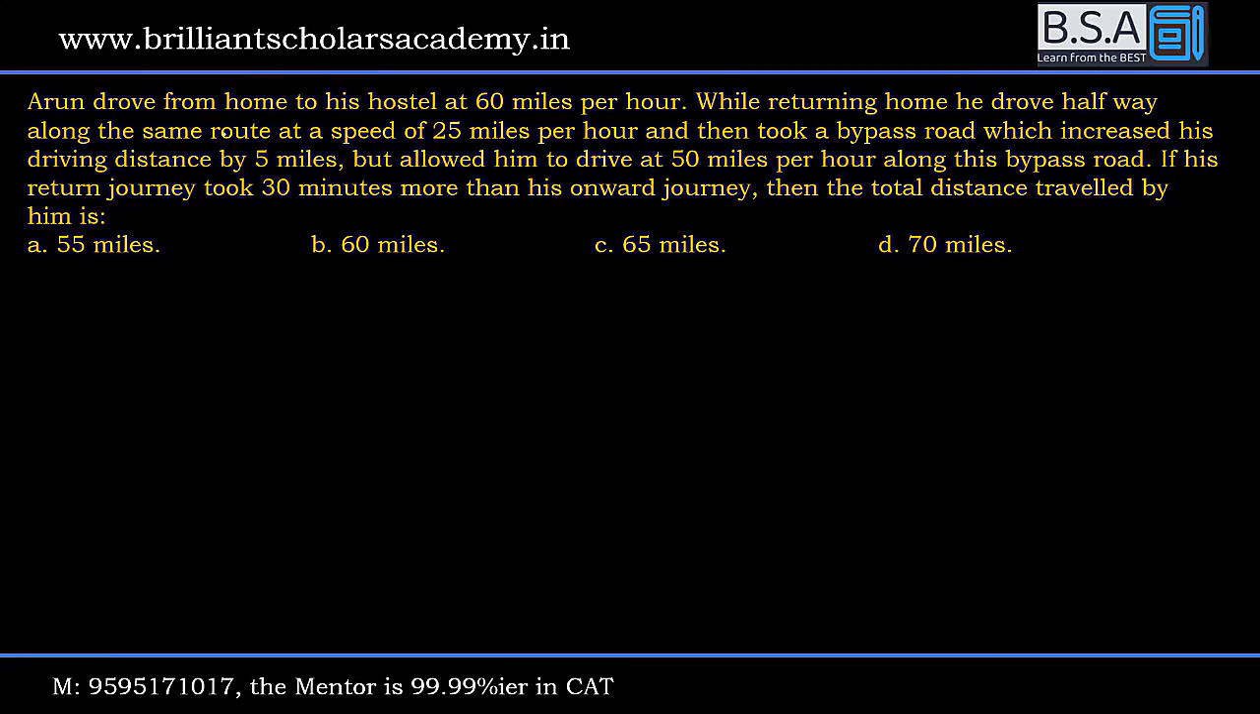Arun drove from home to his hostel at 60 miles per hour. While returning home, he drove half the way along the same route at a speed of 25 miles per hour, and then he took a bypass road which increased the driving distance by 5 miles but allowed him to drive at 50 miles per hour along this bypass road. His return journey took 30 minutes more than his onward journey. The total distance traveled by him is.